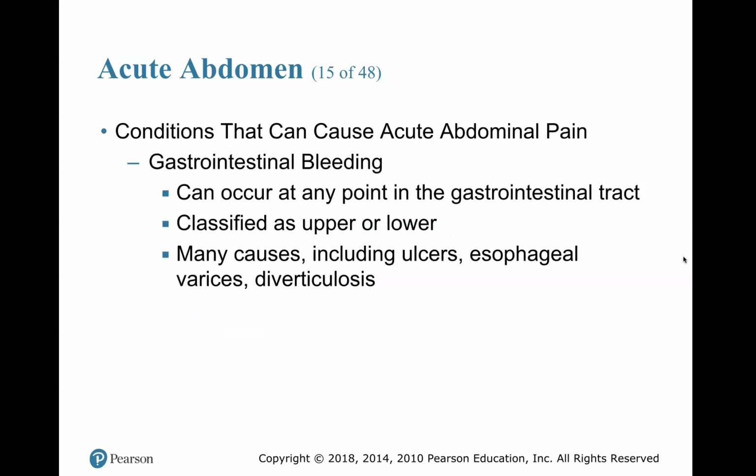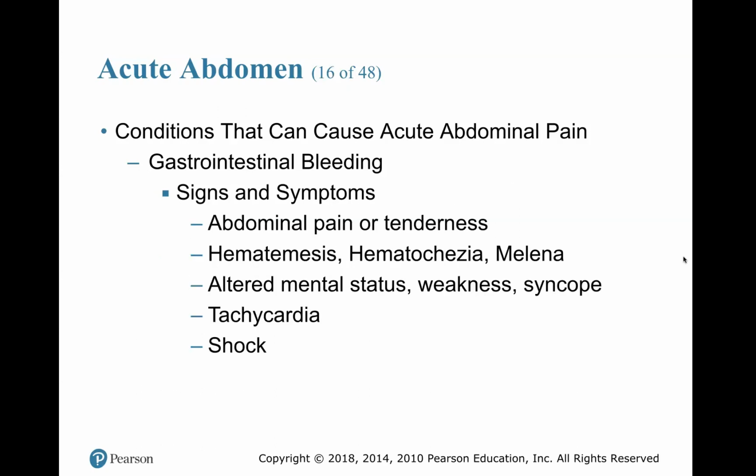Gastrointestinal bleeding can occur at any point in the gastrointestinal tract, classified as upper or lower. Many causes include ulcers, esophageal varices, and diverticulitis. Signs and symptoms of gastrointestinal bleeding: abdominal pain or tenderness, hematemesis, hematochezia, melena, altered mental status, weakness, syncope, tachycardia, and shock.